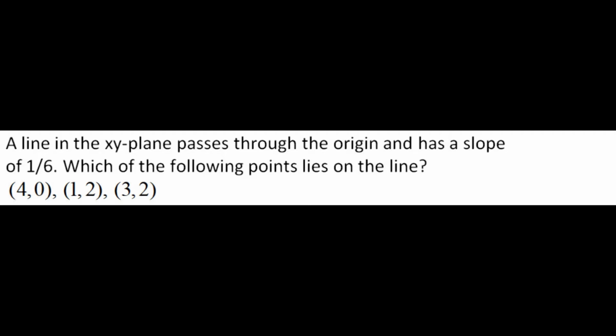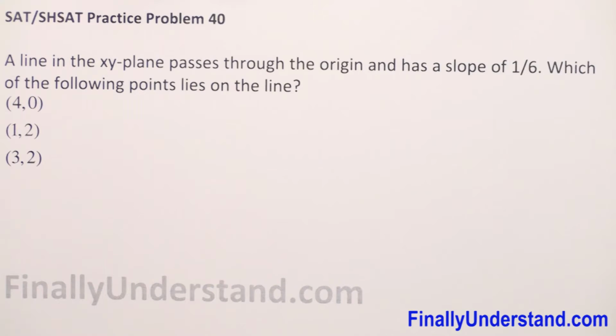A line in the xy plane passes through the origin and has a slope of 1/6. Which of the following points lies on the line? So first we need to find the formula of our line.